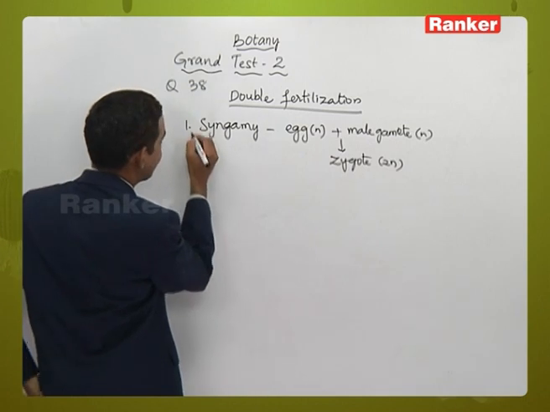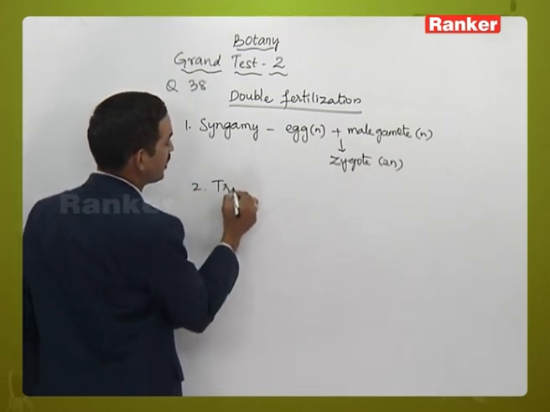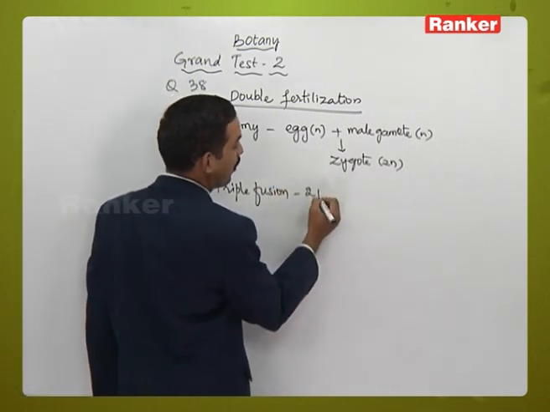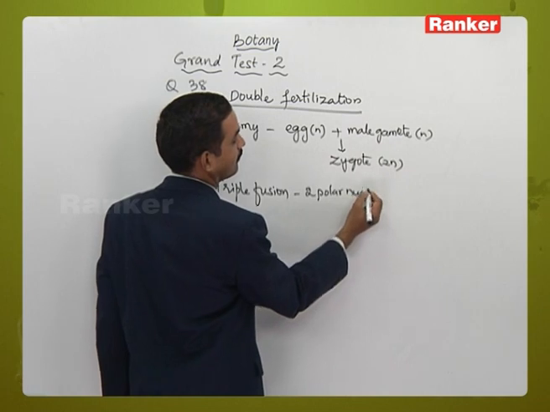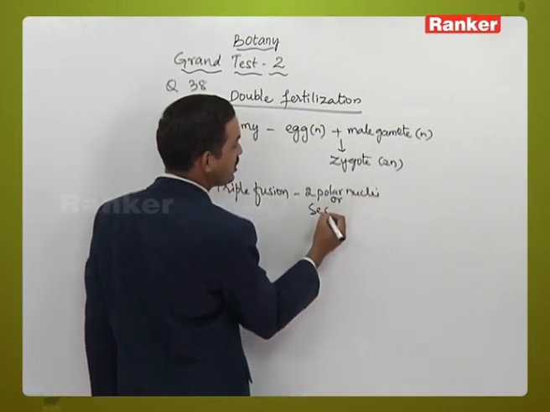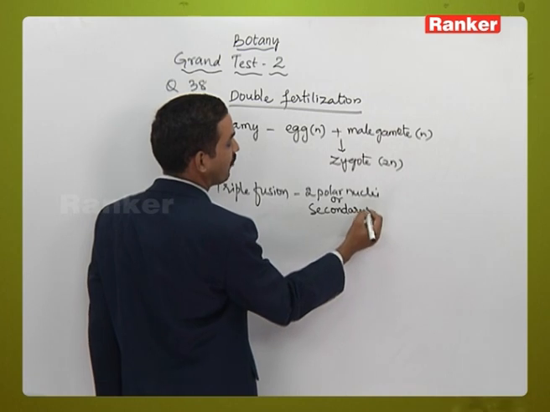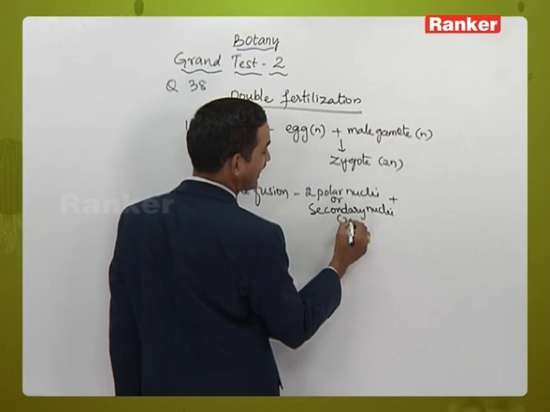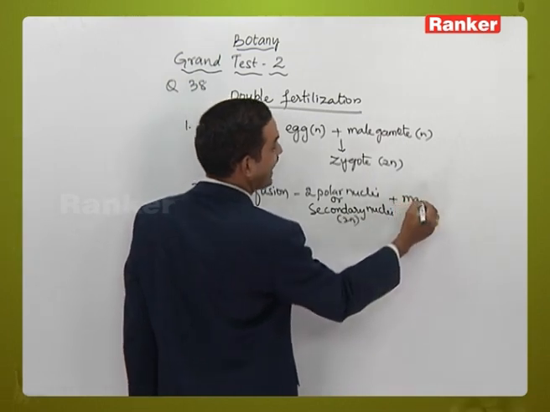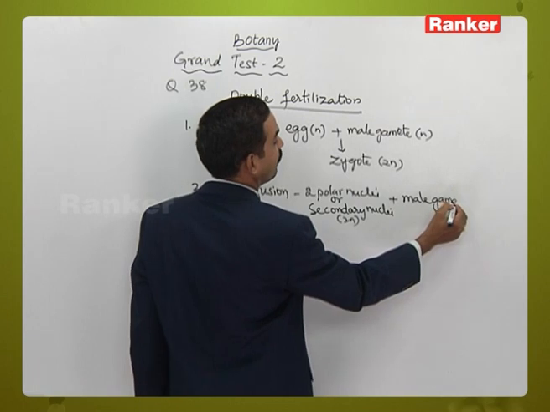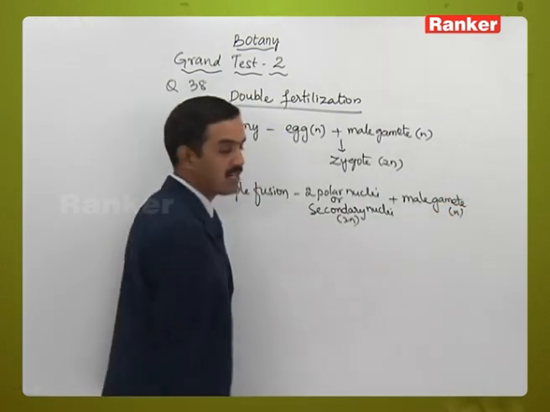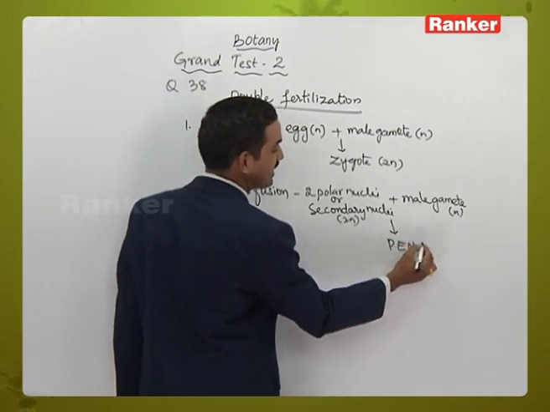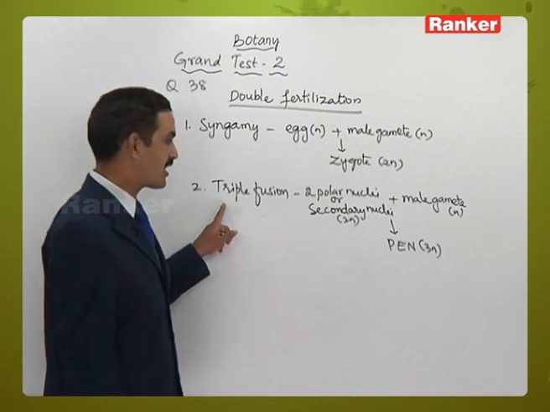Okay. Then the second fertilization is triple fusion. During triple fusion, the 2 polar nuclei are fused to form the secondary nucleus. This, which is diploid in condition, will fuse with the other male gamete formed from the same pollen tube. That results in the primary endosperm nucleus, which is triploid. So this process is called triple fusion.